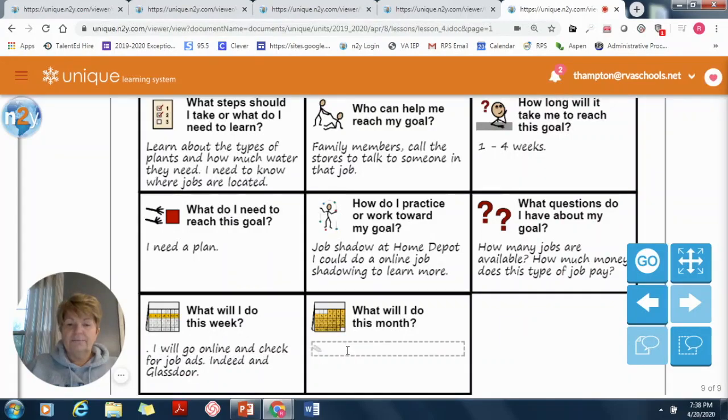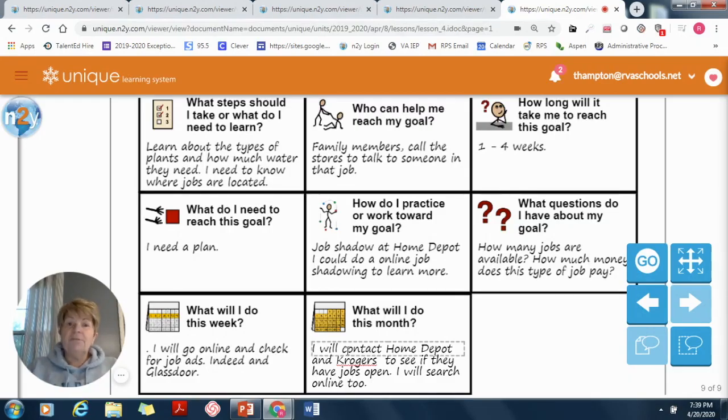What will I do this month? This month, I will contact Home Depot and Lowe's. Lowe's is right by Home Depot, but not very close to my house. But you know what? Kroger is right by my house. I will call those two stores to see if they have jobs open. Okay, I will search online too.